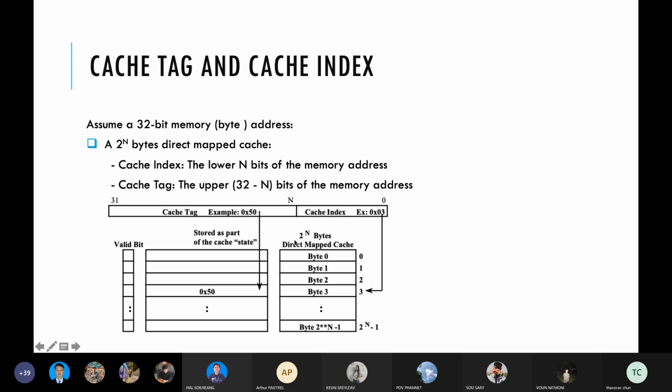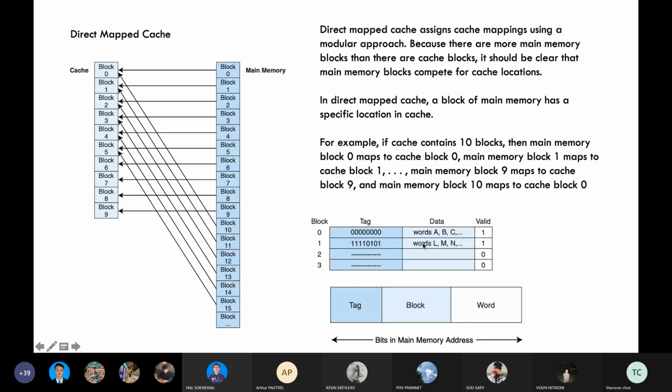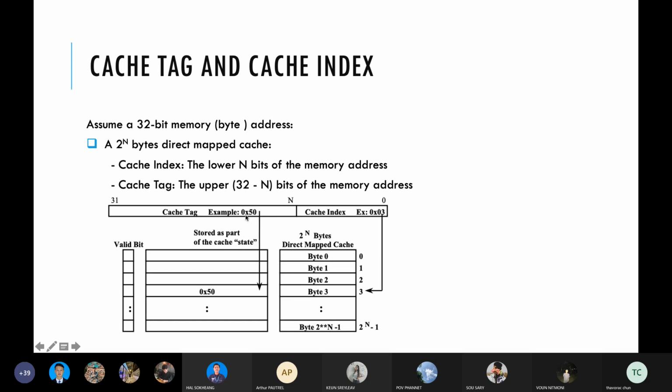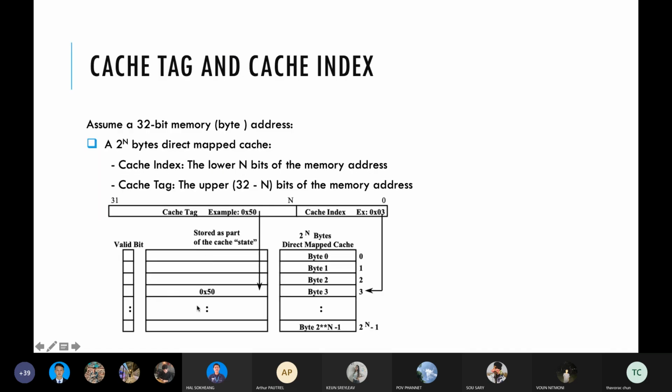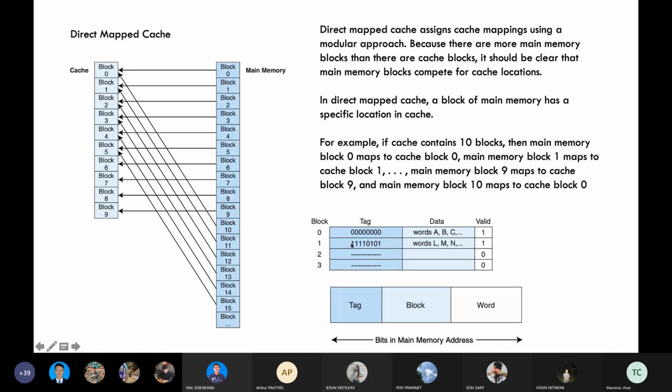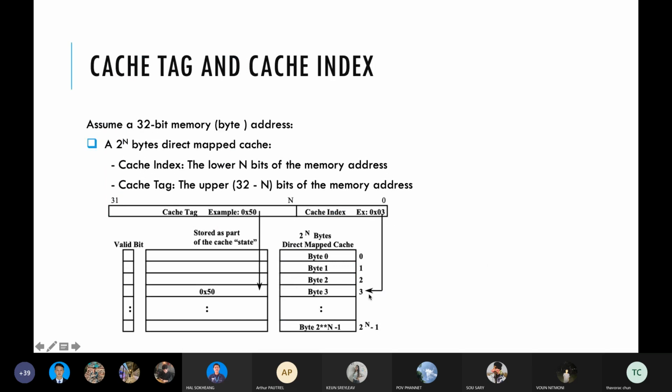Okay, so here is another representation of the cache. It's similar to this one, but in another format. We have the valid bit here, and here is the tag, and then we have the word.